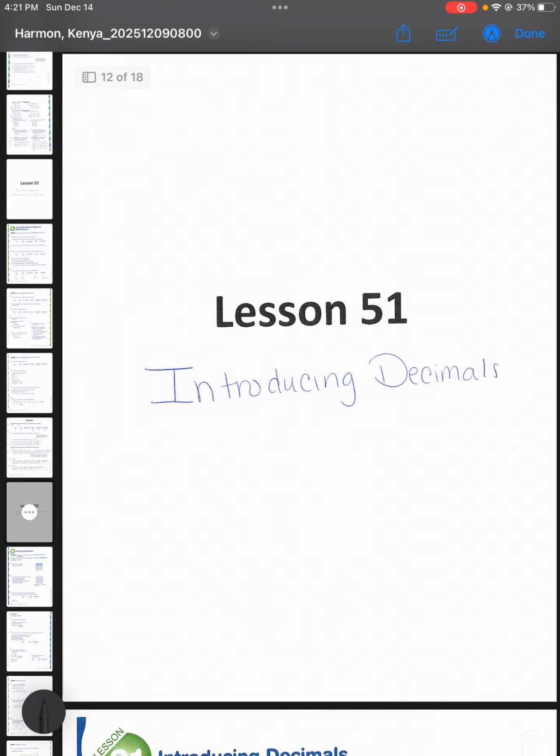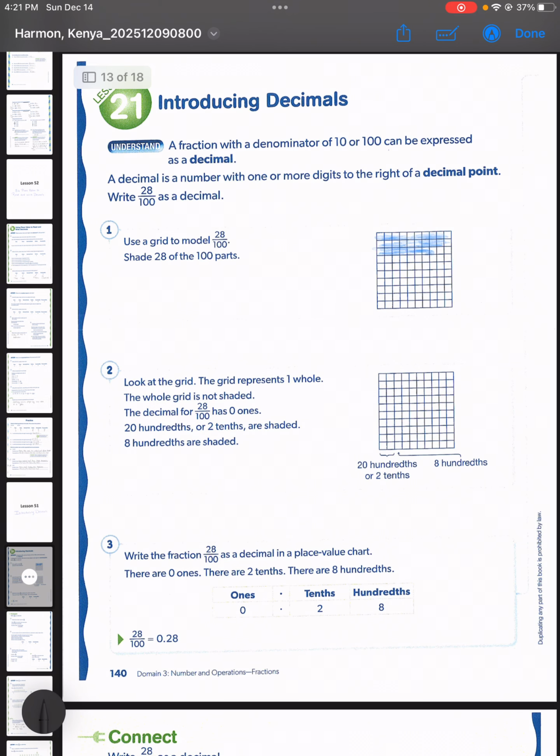As you jump into lesson 51, students are going to be introduced to decimals. So first we want to understand how to represent a decimal. So they are going to start out by modeling 28 hundredths using this grid.